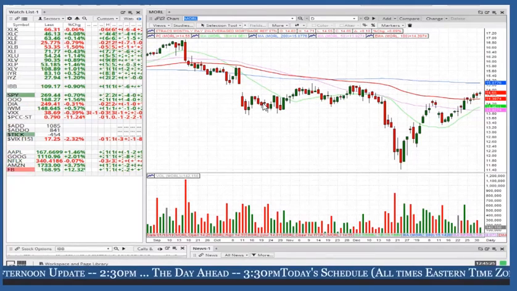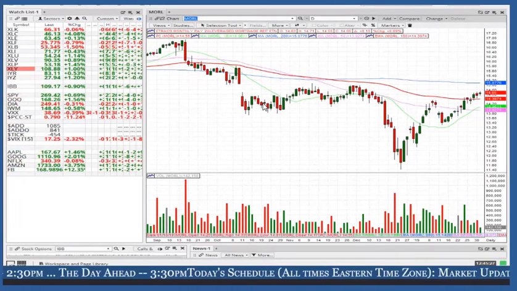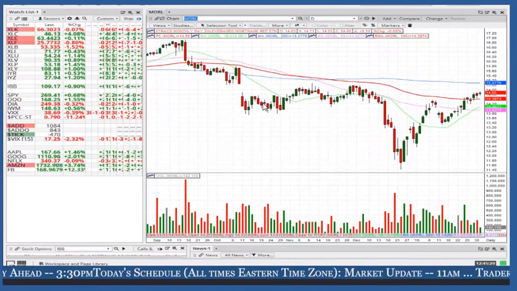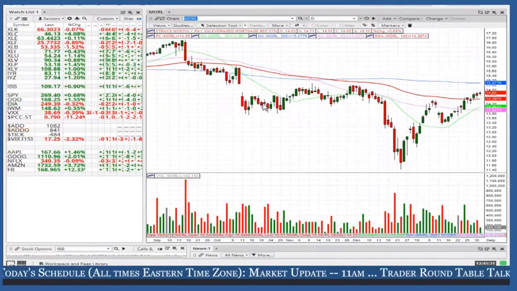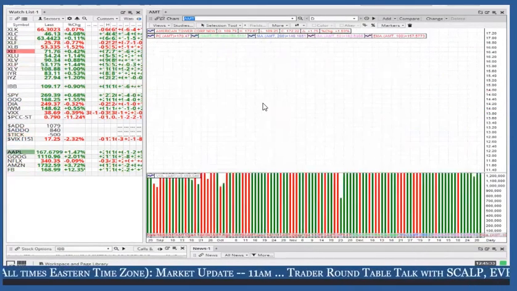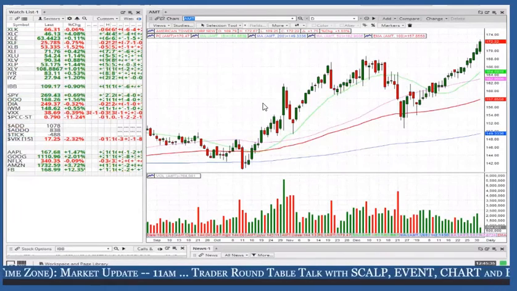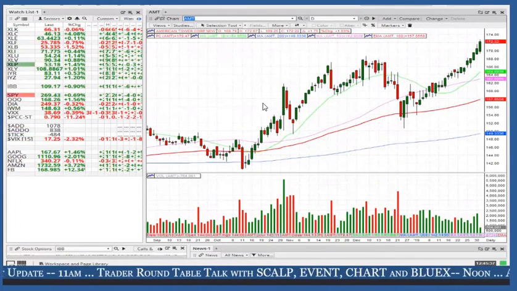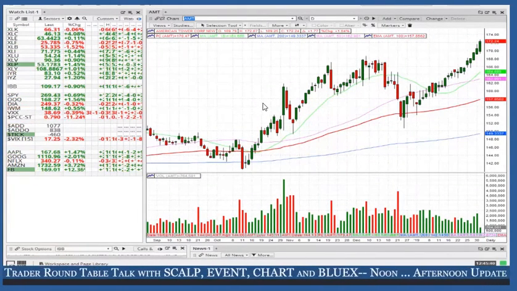Oh, go ahead, Gav. Just real quick, to build on Damon's point, AMT, that's a REIT, is at a 52-week high, and I just saw the IYR also at a 52-week high today. So that REIT section's definitely seeing a lot of bidding, as Damon was talking about.